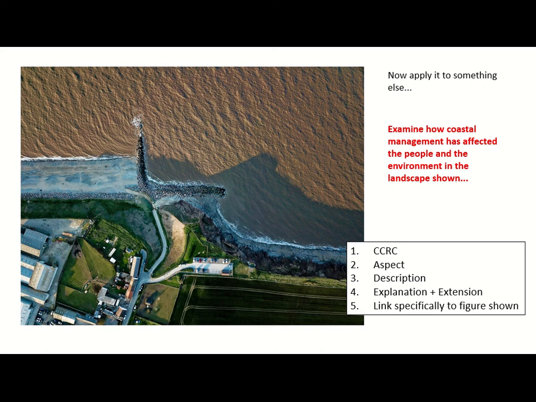Pick a first type of coastal management, describe what it is, explain how it's affected people and the environment in this landscape specifically, and again, name something from the picture to link it together. Again, pause the screen, have a little look at that, have a go at it, and then I'll talk through it in a second.